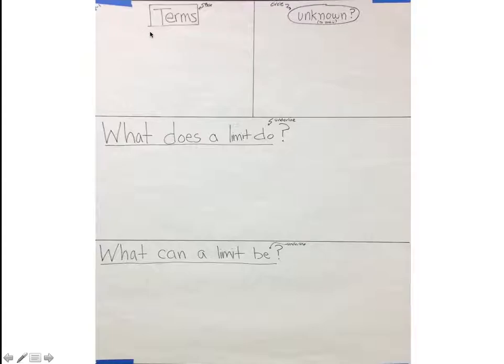boxes as well. So I want you to come up with at least maybe 6 terms that you know or have an idea of, maybe 6 terms that you don't know. And then somewhere in the reading, you're going to be able to answer this question: what does a limit do? And somewhere in the reading, you should be able to answer this question: what can a limit be? So I want you to box in the terms you know, circle the terms you don't know, or at least that are unknown to you. Underline the answer to these 2 questions. Underline this question, underline that question.